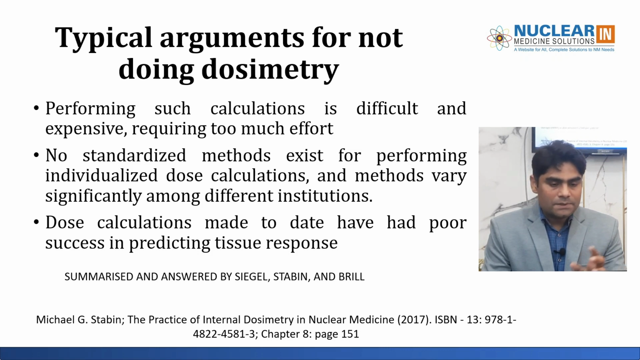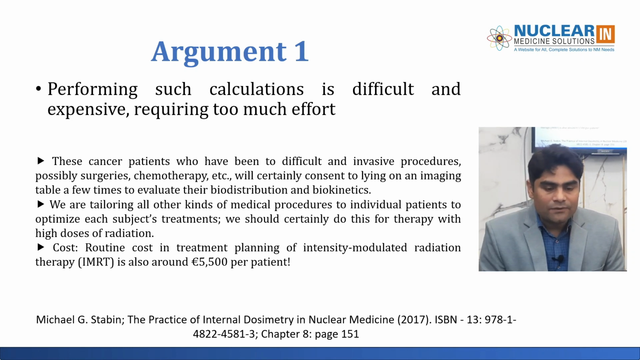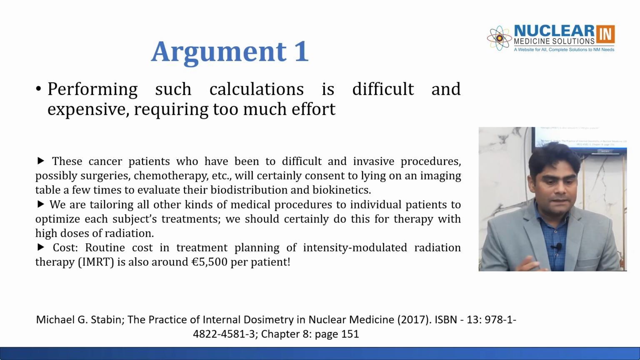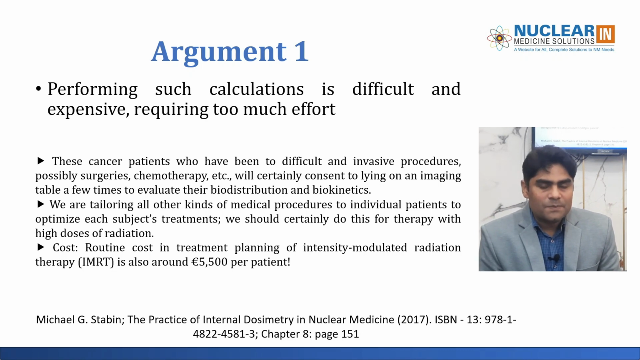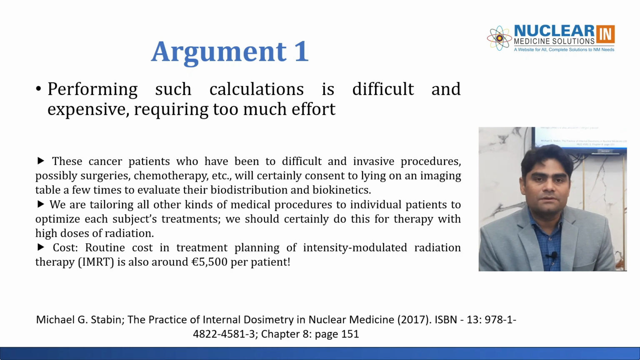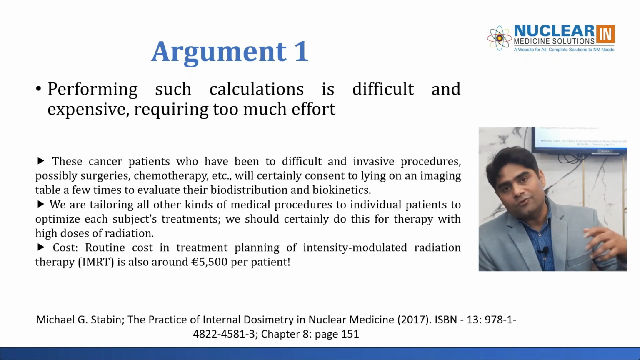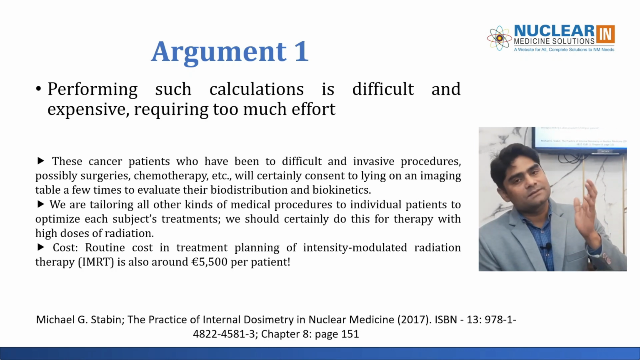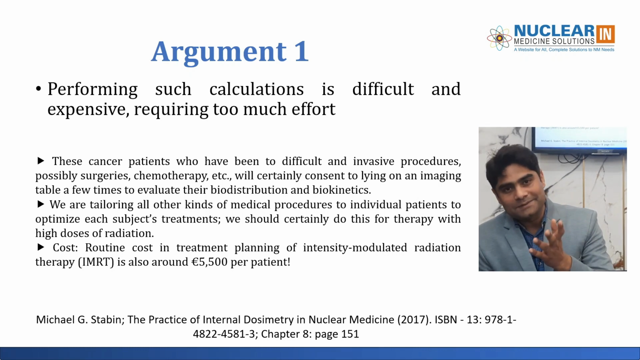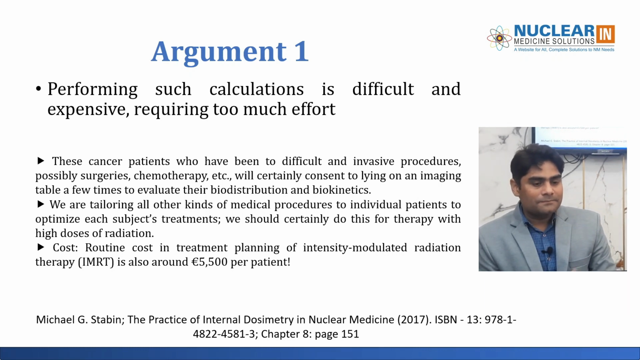And this argument one says that performing such calculations is difficult and expensive and requires too much effort. They say that the patient already undergoes different types of procedures, which include surgeries and chemotherapies, multiple lines of therapies. If that patient can go for all those things, why is it difficult for them to lie on an imaging table for just 3 to 5 scans? So it cannot be called difficult.